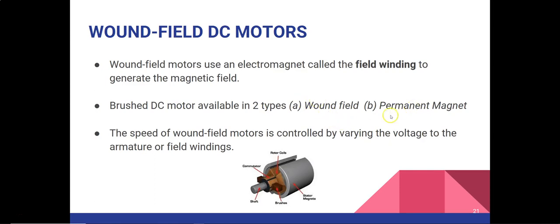But they differ in how the stator magnetic field is produced, whether it is produced via permanent magnets placed inside the stator, or it is produced with wound field windings. So these permanent magnet type DC motors we'll be covering in the next lecture. And right now we're going to focus on wound field DC type motors. The speed of these wound field motors is controlled by varying the voltage to the armature or the field windings. Now next we are going to see different types of wound field DC motors.